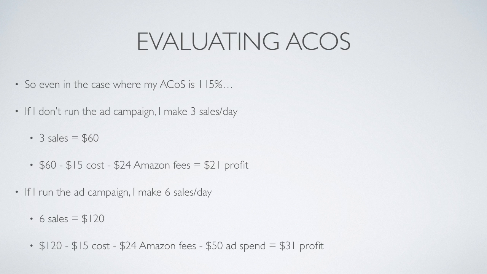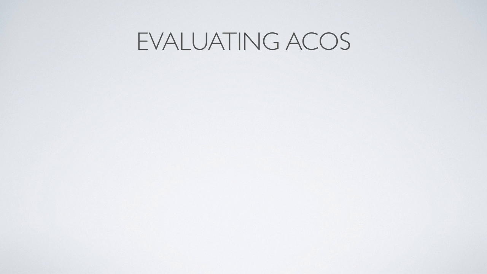Hopefully this is making sense. So I spent those $50 to get an additional 3 sales a day. And even when I take out the $50 that I spent on ads plus the 24 plus the 15 that I spent on Amazon fees and the production cost, and I subtract all of that from 120, which is the revenue that I got, I'm actually left with $31 profit. Okay? Now realize that in the first scenario when I didn't run the ad, I made $21 profit. But in the second scenario when I ran the ad, because of the 3 additional organic sales, I actually got $31 in profit, which is $10 more in profit.